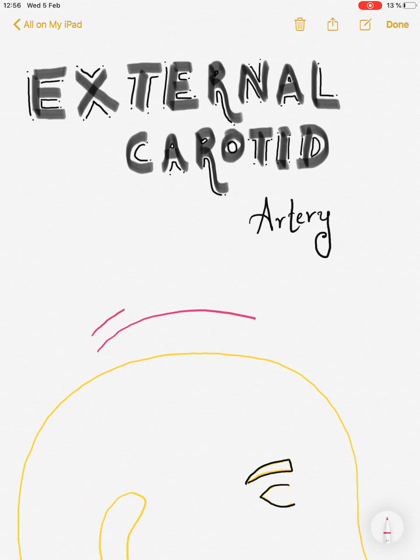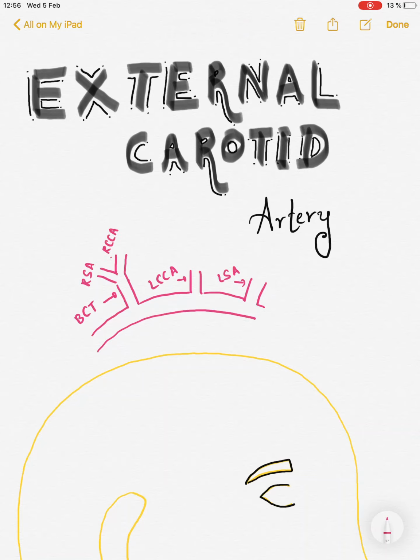If this is the arch of aorta, from the arch of aorta rise three important arteries. The first one is the brachiocephalic trunk, I will write BCT, and then we will have the left common carotid artery, and finally the left subclavian artery. The brachiocephalic trunk gives rise to the right subclavian artery and the right common carotid artery.